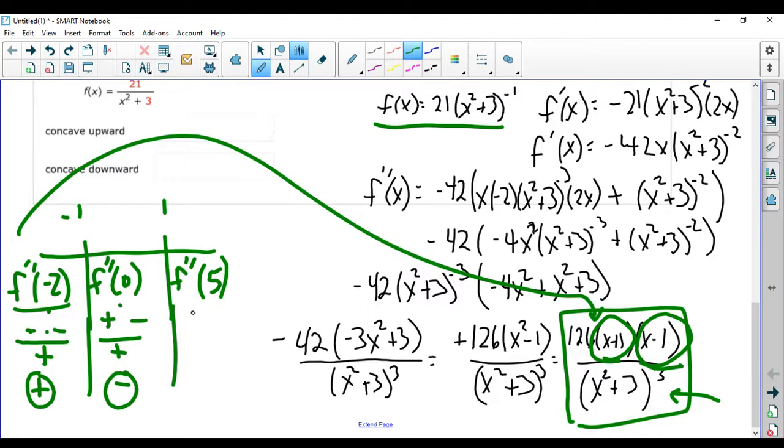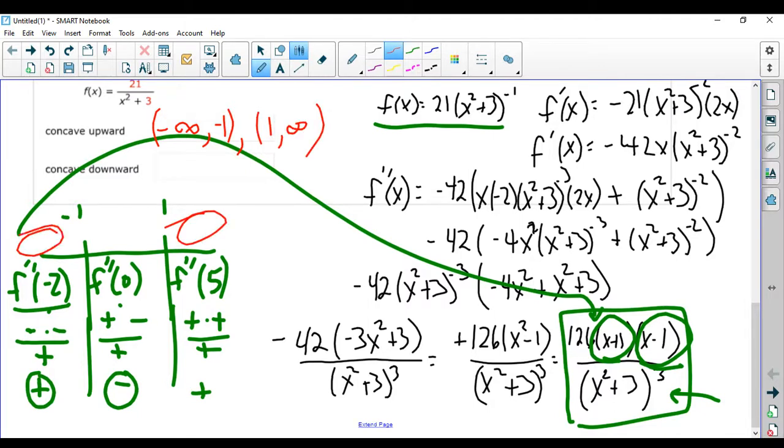When you plug in 5, you get a positive times a positive up top over a positive on the bottom, positive. So it's concave up on negative infinity to negative 1, and then again from 1 to infinity. These intervals. It's concave down on this interval, which is negative 1 to 1.